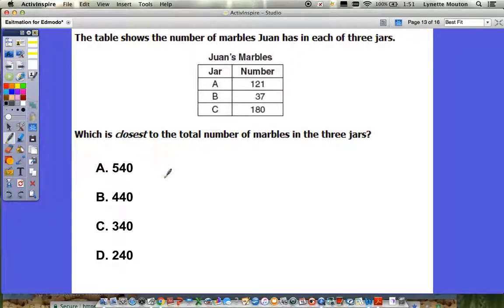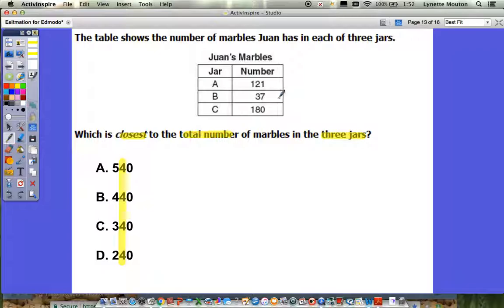Here's the last one that we're going to look at. On this one, we have multiple, so this is our multi-step problem. They show the number of marbles that Juan had in 3 jars. We want to know which is closest to the total number of marbles in the 3 jars. So we're going to be using all 3 numbers here. And if we look at our answer choices, again, they are rounding to the tens place on these answers. So we have to round all of them to the tens place, which would make sense, ladies and gentlemen, because here 37 doesn't have a hundreds place. So we couldn't possibly round it to the hundreds place.